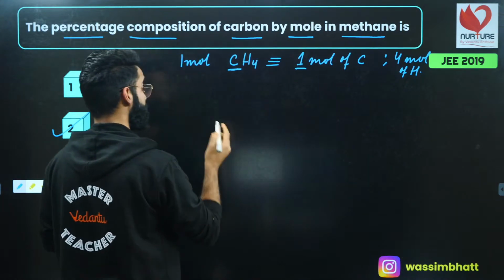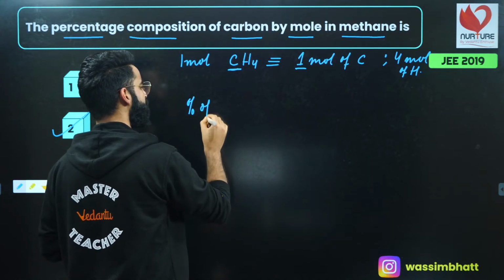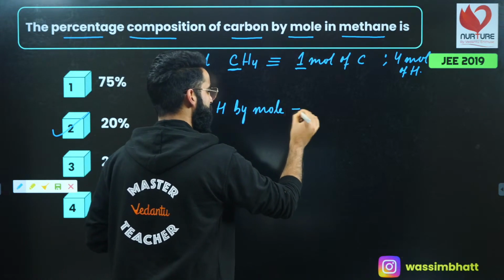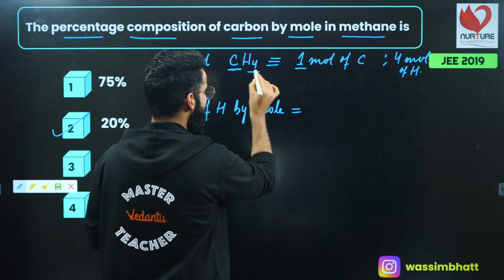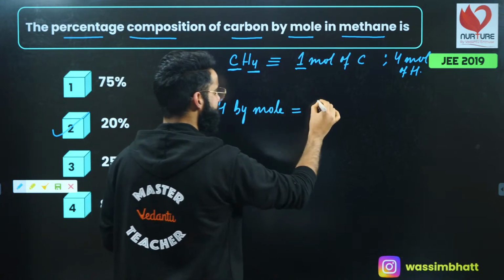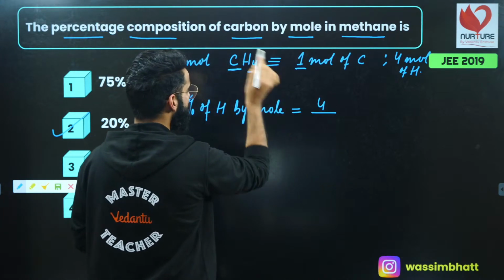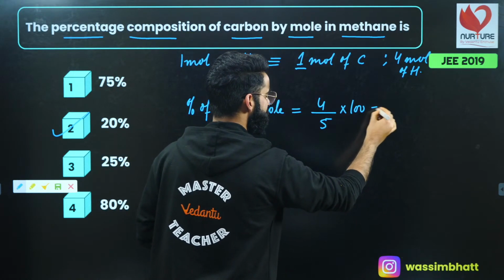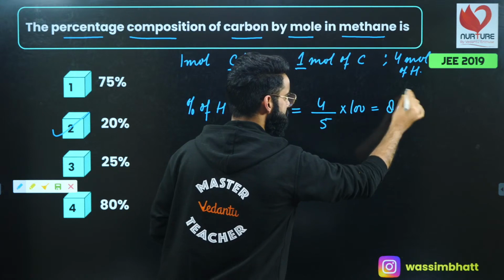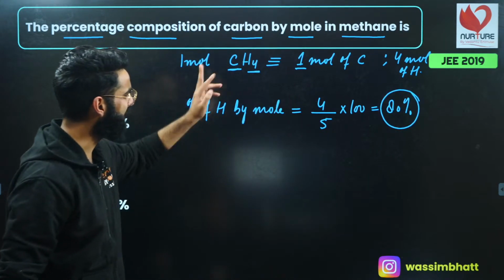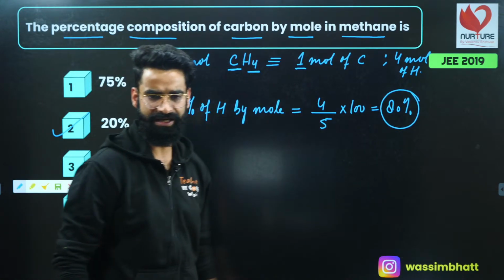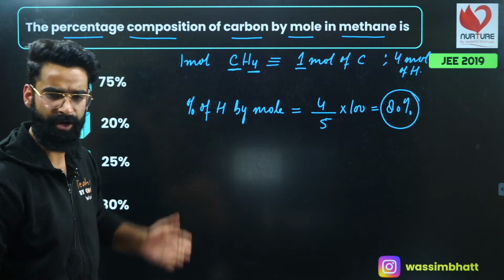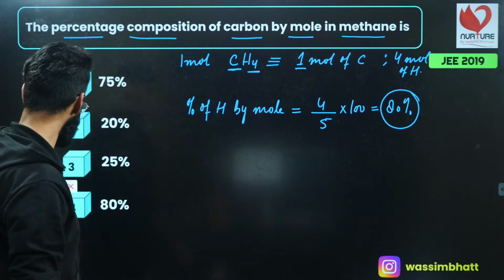Similarly, if you were supposed to calculate, for example, the percentage of hydrogen by mole in methane, it would have been equal to number of moles of hydrogen present in 1 mole of methane, that's 4, divided by total moles present over here, that is 4 plus 1, 5, multiplied by 100, correct? The value would have come as 80%. So percentage of hydrogen in methane by mole is simply going to be 80%, correct? As simple as that. Anything could have been asked in the question.